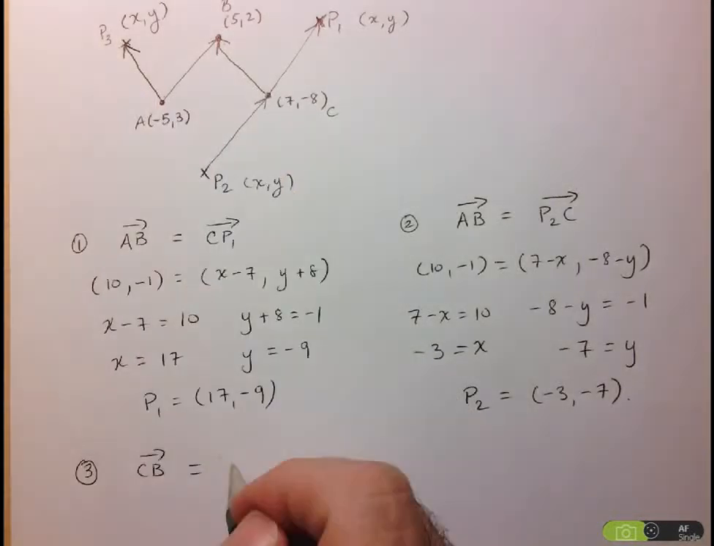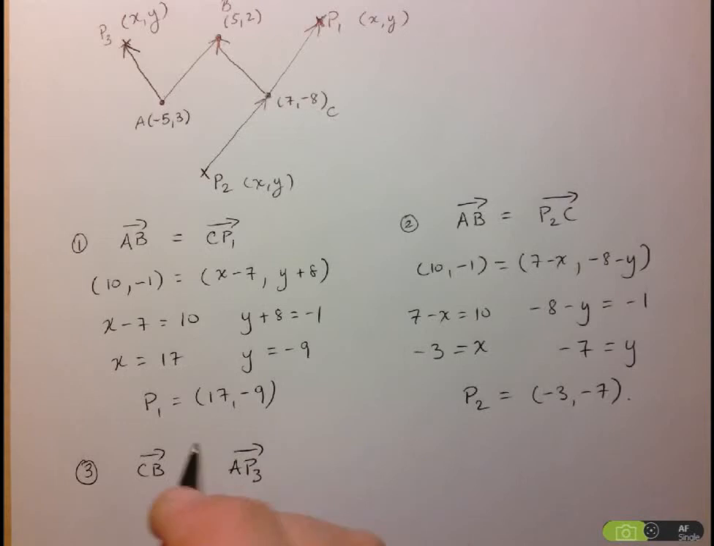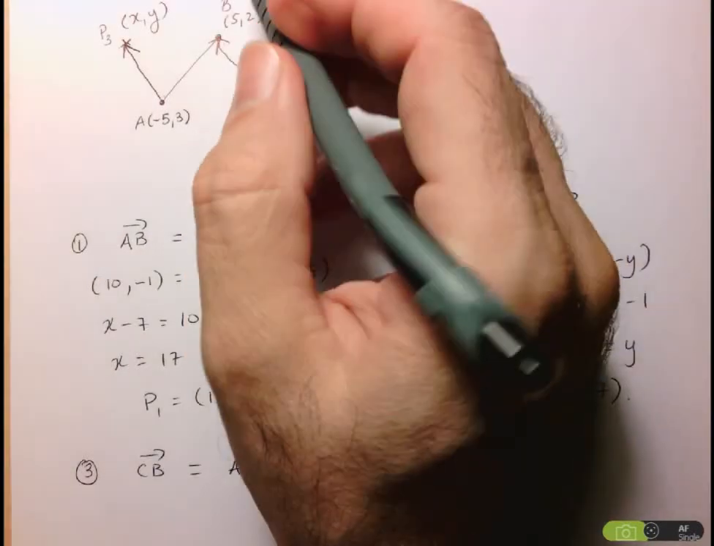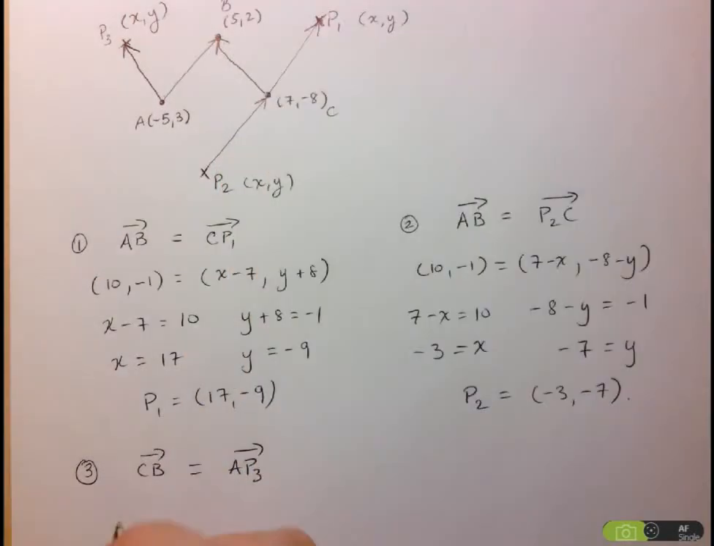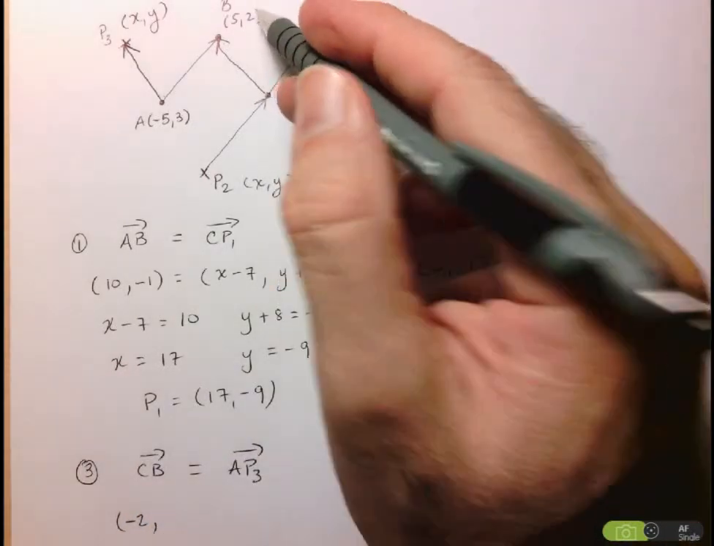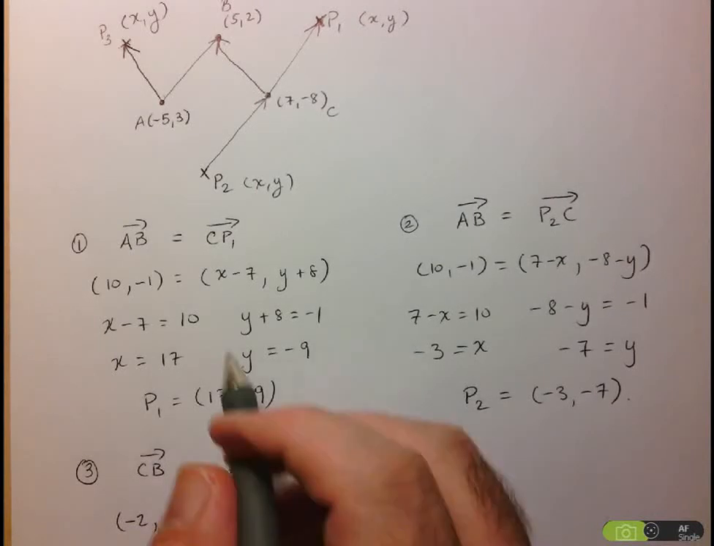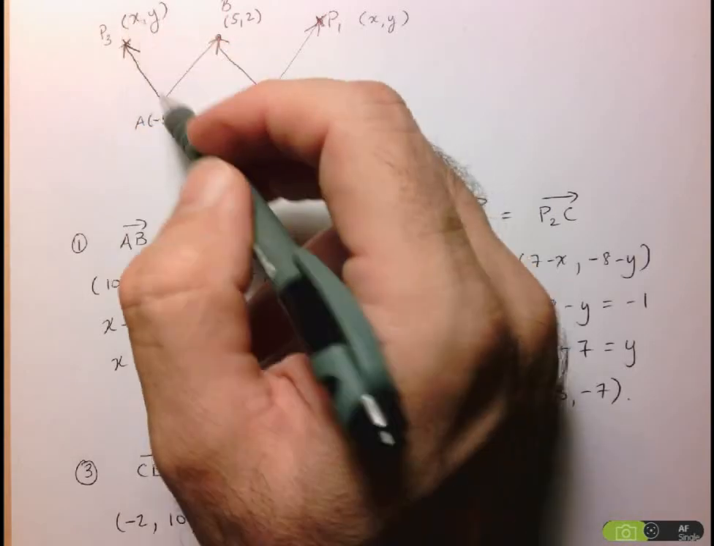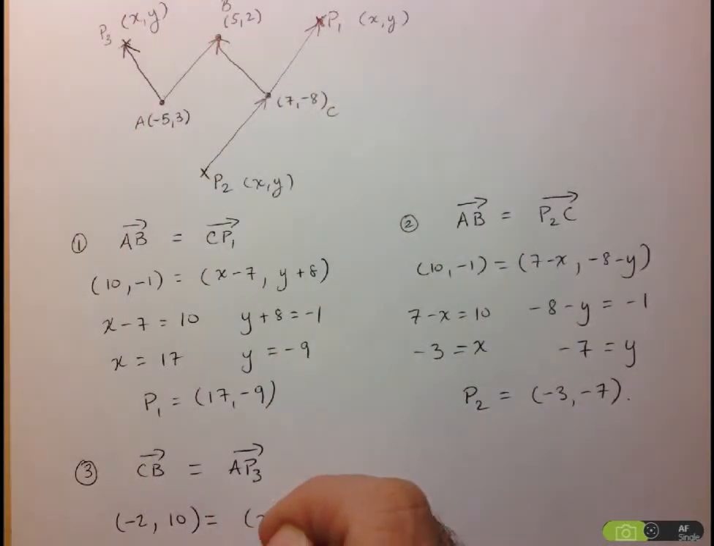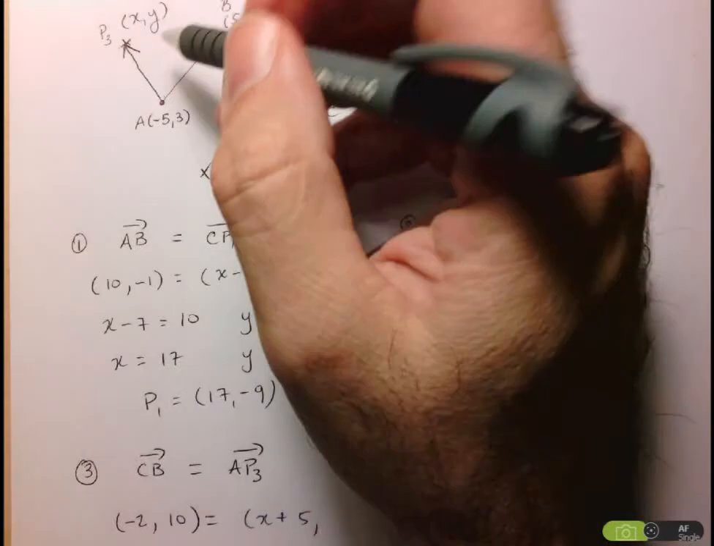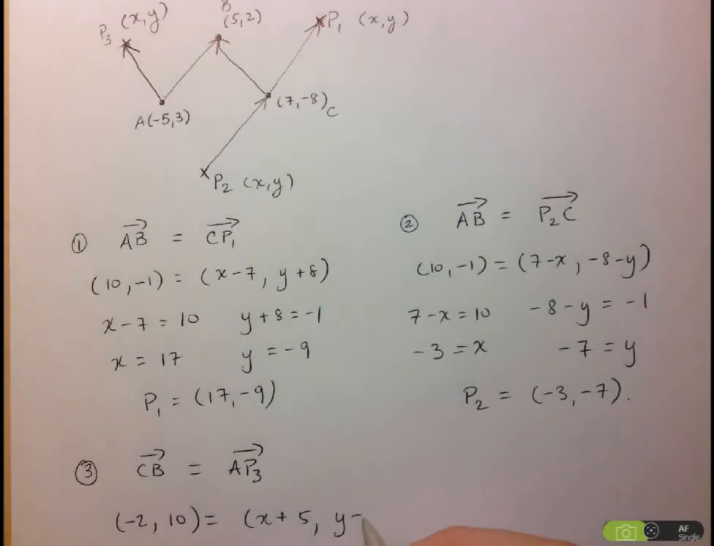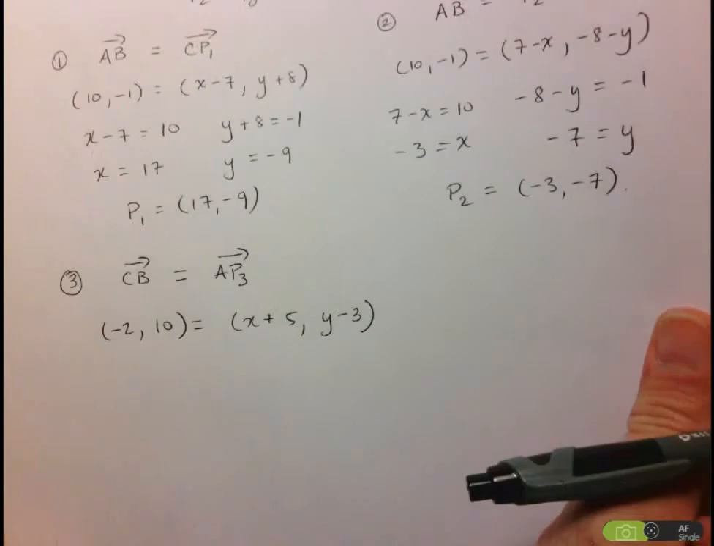Okay, so from A to P3. So the vector CB, so second minus first, so 5 minus 7 is negative 2. Okay, and here 2 minus negative 8, 2 plus 8 is 10. And let's do A to P3, so second minus first, x minus negative 5 is x plus 5. And then here, second minus first, y minus 3. Okay, and now that we have that equation, let's just move down to solve it.